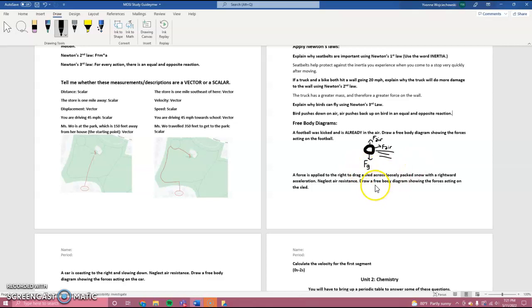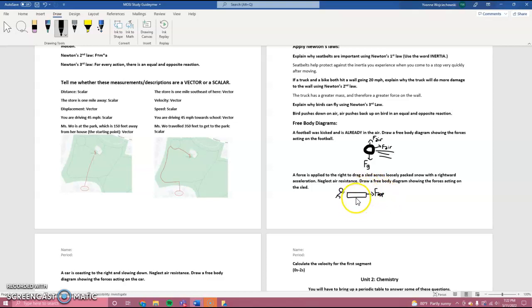A force is applied to the right to drag a sled across loosely packed snow with a rightward acceleration. Neglect air resistance. Draw a free body diagram showing the forces acting on the sled. Cool. I'm going to say, here's this person. I'm drawing with a trackpad, so I'm sorry if this is really bad. So they're pushing the sled. That means that there is an applied force going this way. They are pushing it rightwards. That's F app that I'm trying to write there.